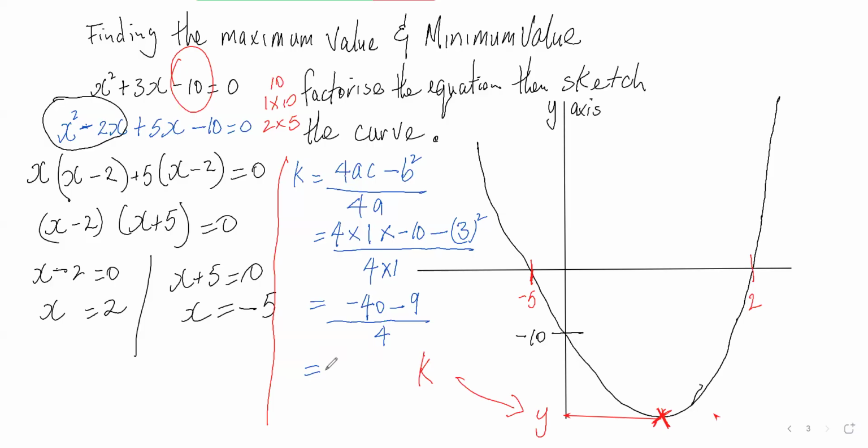Put in the chat your value for K. Put it as a mixed number for me, please. All right, so let me help you with that. So that would be negative 49 over 4. Can somebody give me this as a mixed number, please?